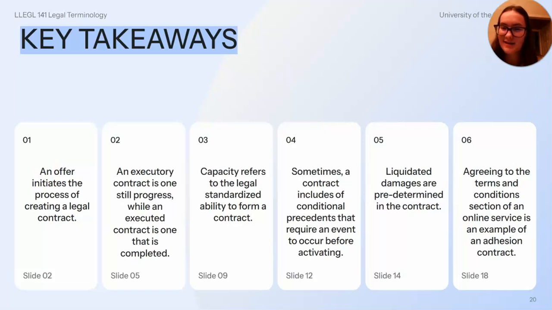Slide 14 has liquidated damages are predetermined in the contract. And then lastly, agreeing to the terms and conditions section of an online service is an example of an adhesion contract found on slide 18.